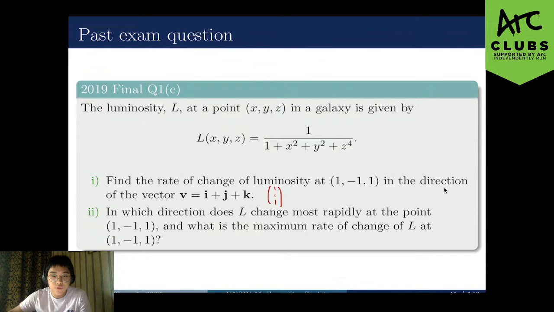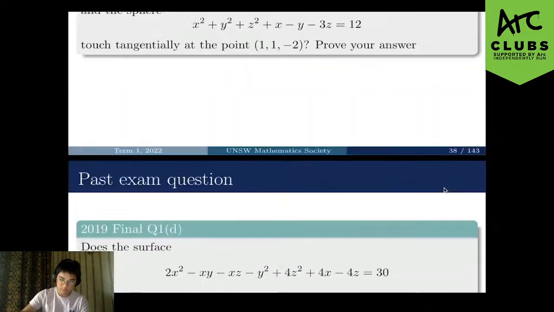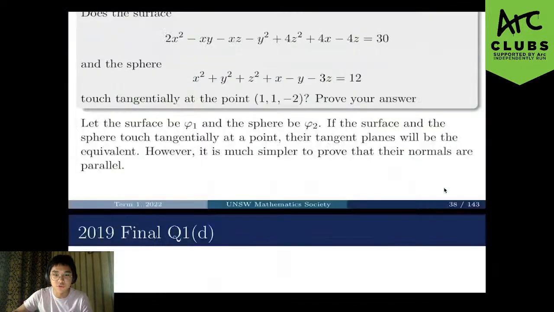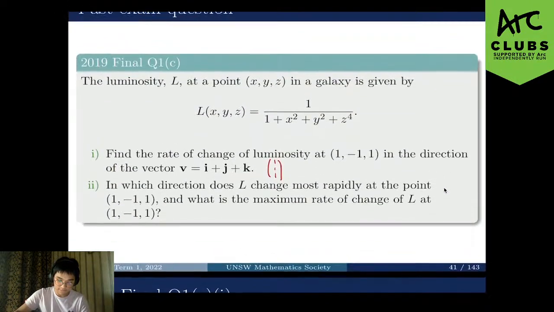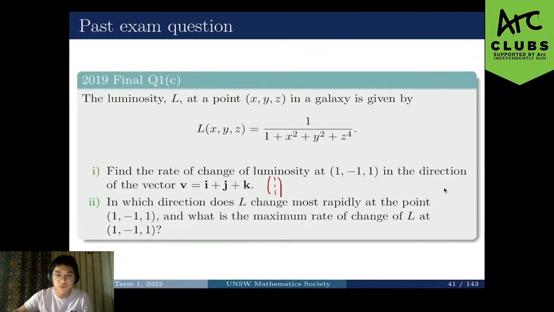So part 2: in which direction does L change most rapidly at that point, and what is the maximum rate of change of L at this point? From the theory, if we look at the definition of the gradient, the gradient is the direction of the steepest change. So the direction that L changes most rapidly at that point is the gradient, and you just sub in the point. And the maximum rate of change of L at that point is just the length of that direction vector. So that's how we're going to solve this question.